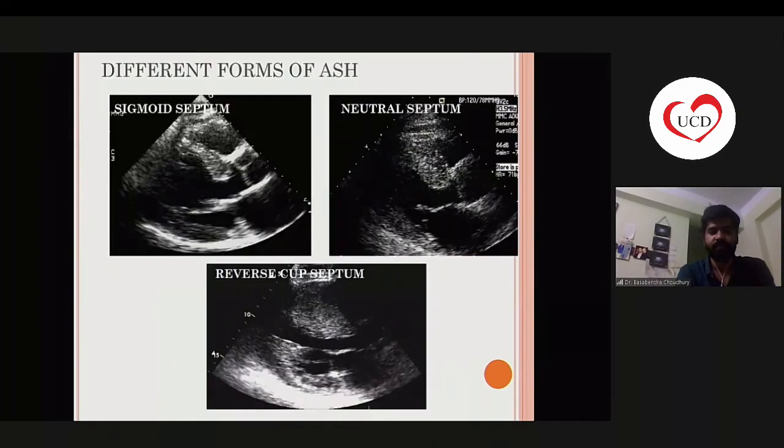Next. So these are echo images, all three views, showing the different forms of asymmetrical septal hypertrophy. The sigmoid septum with a bulge in the basal septum, the neutral septum, and the reverse curve septum. Next.